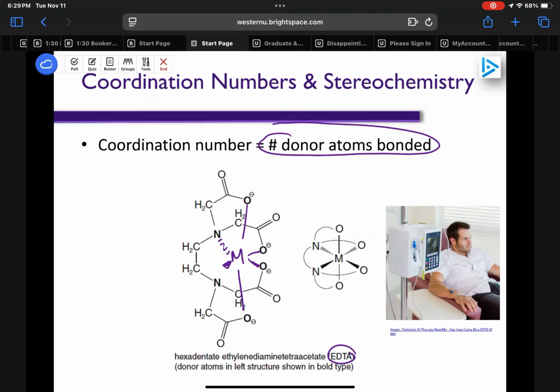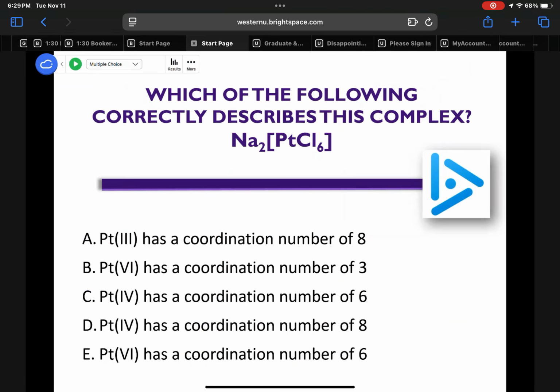But if we were looking at the coordination number for this complex right here, the coordination number would be 6, because it has 6 donor atoms connected to that central cation. So be careful whether you're talking about coordination number, the number of donor atoms, or the number of ligands, because those aren't always the same. So a nice little review here from last class. Which of the following directly describes this complex here? Chat with the person beside you, break down the interpretation of this complex name, determine the oxidation state, and the coordination number.